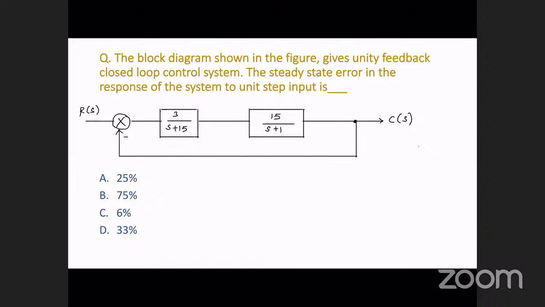Read the problem. The block diagram shown in the figure gives a unity feedback closed loop system. Yes, we can see that if nothing is there, it means H of s equals 1. They are asking you the steady state error in response to a unit step.